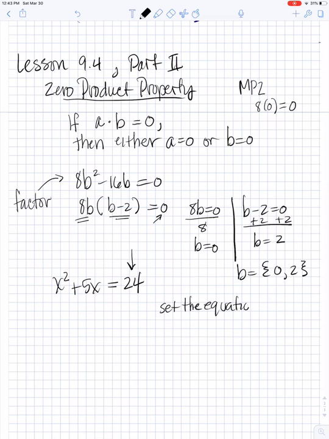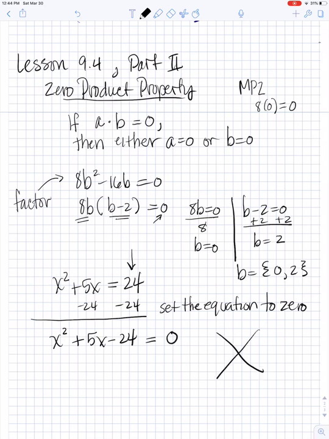That would be a good first step because we want to use the zero product property. So we've got to have 0 on one side of the equation. So we're going to move this 24 over. We'll try to keep our leading coefficient positive, so it's best just to move that guy over. Our leading coefficient is positive. That makes factoring much easier. And then we have this trinomial set equal to 0.